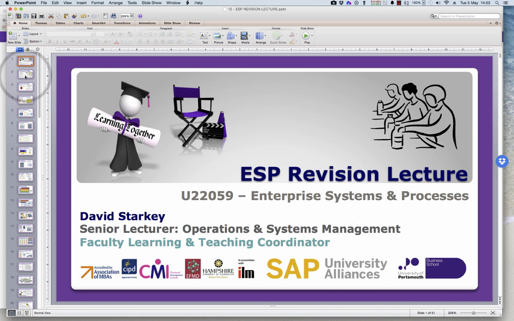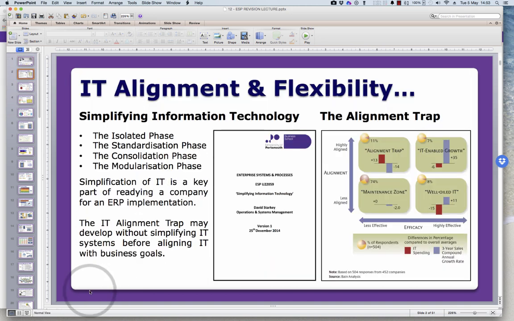So let's just have a look at the first of the items on the screen, IT alignment and flexibility. Before you can do anything with enterprise systems, you need to make sure that your basic IT, the underlying hardware and software, is actually in a good state to start with. And one way of modelling how good a state it's in is to look at whether you've been through these 4 phases of flexibility to simplify your information technology.